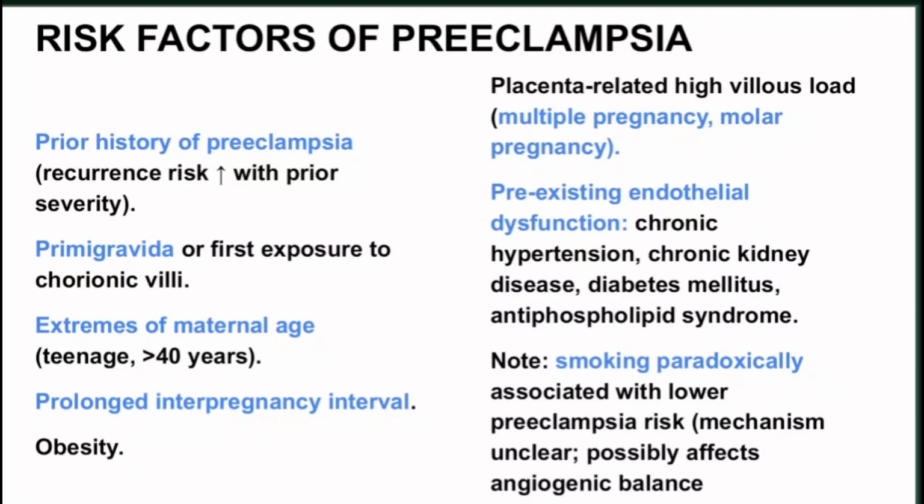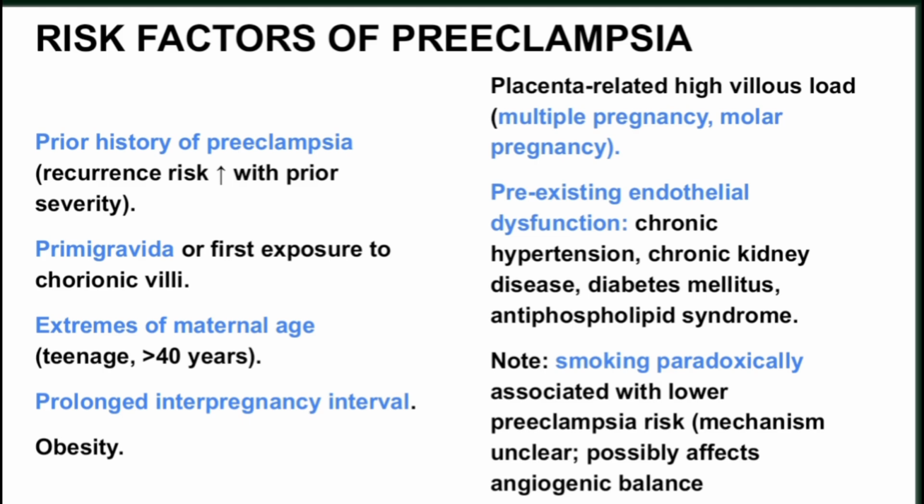So when it comes to the risk factors for preeclampsia, a previous history of preeclampsia has been seen to cause a high chance of a woman having it again. We're going to have a primigravida, a woman who's having her first pregnancy, and extremes of maternal age, greater than 40 or greater than 35. Prolonged interpregnancy interval, a woman having a pregnancy after a long period of time, after 10 years. Obesity, and also placenta-related high villus load, so we're talking about conditions such as a multiple pregnancy and also a molar pregnancy.